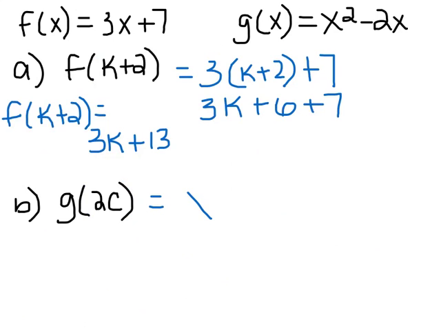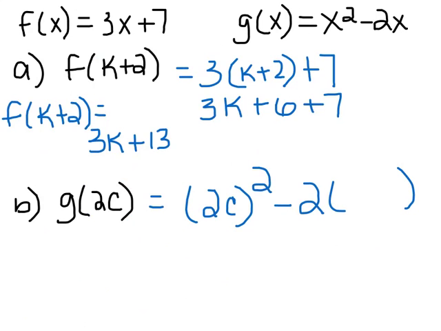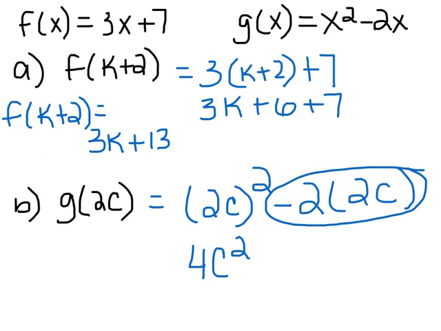So, given x squared minus 2x, we'll be replacing the x's with 2c. In our first part, we have 2c squared right here. This means 2c times 2c, or 4c squared. In our second part, we're given a negative 2 times 2c, which will give us negative 4c. We cannot combine our like terms right here, so our answer is simplified. So g of 2c is equal to 4c squared minus 4c.